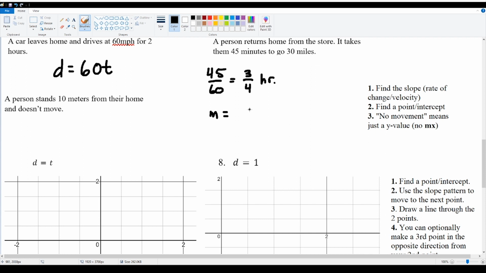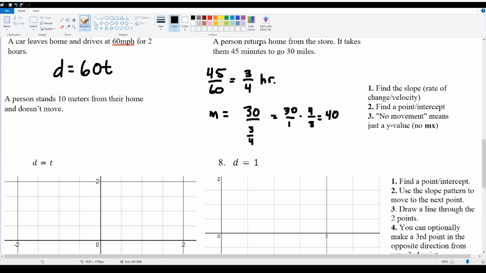So if we wanted to figure out what our actual velocity here is, we would want to take 30 and divide it by 3/4 of an hour. Remember that you can divide by a fraction by simply flipping it over and multiplying instead. So in this case, we could think of this as 30 times 4/3, which is 40. So this is going to be our slope. We're moving at 40 miles per hour.